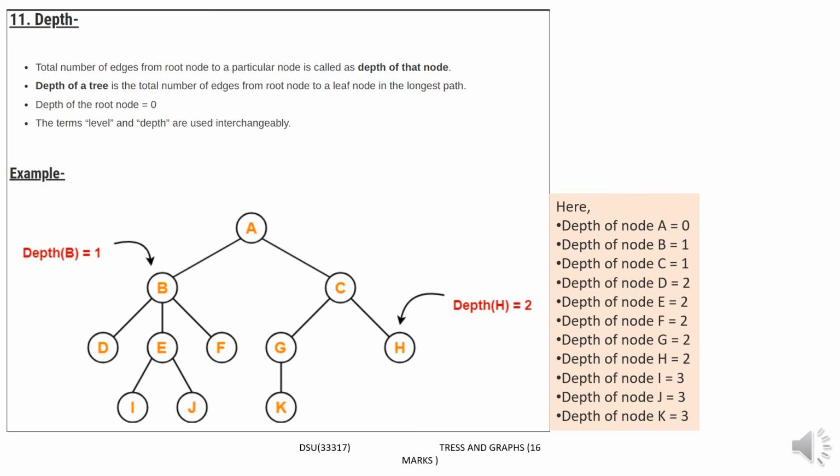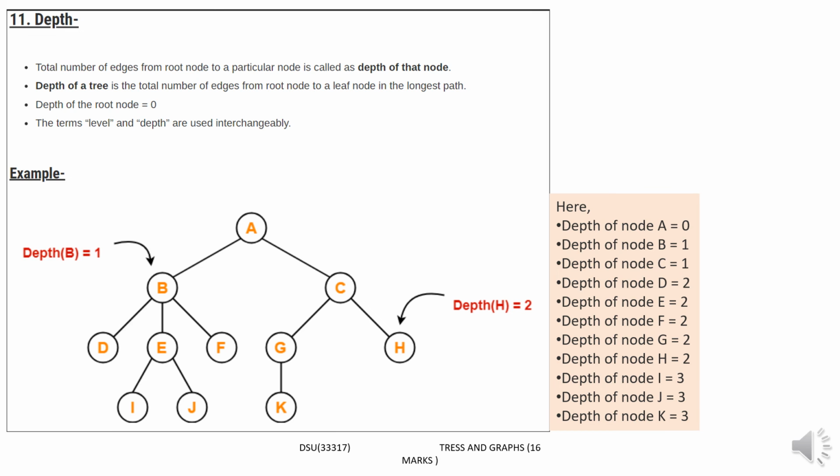See here, up to node H there are 2 edges from the root node, meaning A to C and C to H, and up to node B there is only one edge, that is A to B. So the depth of node A is 0, the depth of node B is 1, the depth of node C is 1, the depth of node D is 2, meaning A to B and B to D.